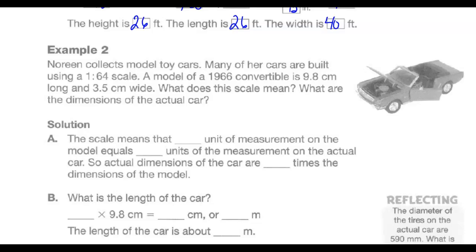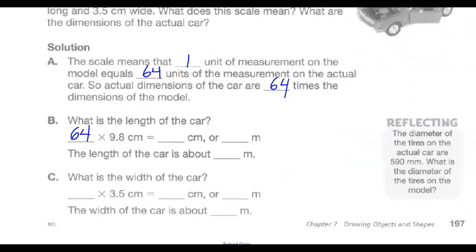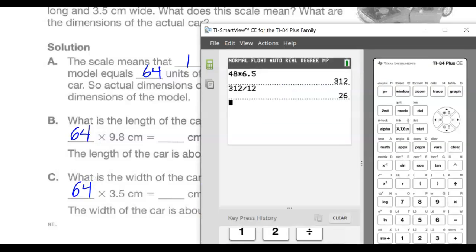So the scale means 1 unit of measure on the model. So this is always the model or the map. And the second number is real life. 64 units on the actual car. So actual dimensions of the car are 64 times the dimensions of the model. So what is the length of the car? So we would take 64 multiplied by 9.8, take 64 multiplied by 3.5. So let's do those.